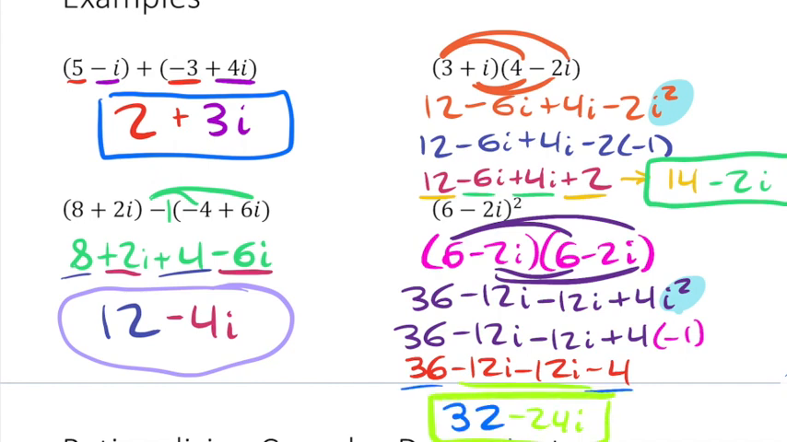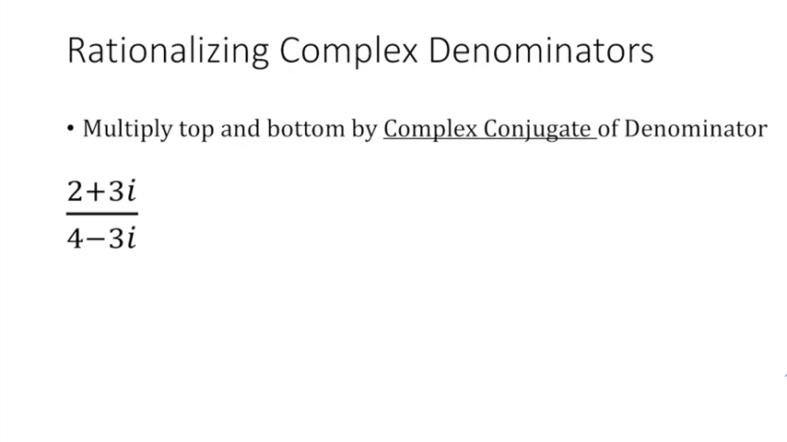32 minus 24i. Now the next skill we're going to need to do is called rationalizing a complex denominator. The issue is we're not supposed to have i's in the denominator because i is really a square root, and we're not supposed to have square roots in the denominator. So there is a trick to get rid of an i that's in the denominator. What we do is we multiply the denominator by what's called the complex conjugate, which is the same expression but switching the sign in the middle. So instead of 4 minus 3i, we're going to multiply by 4 plus 3i.